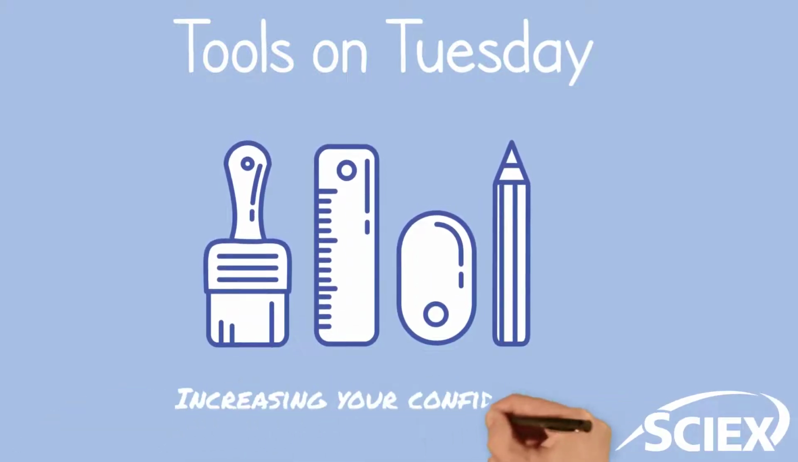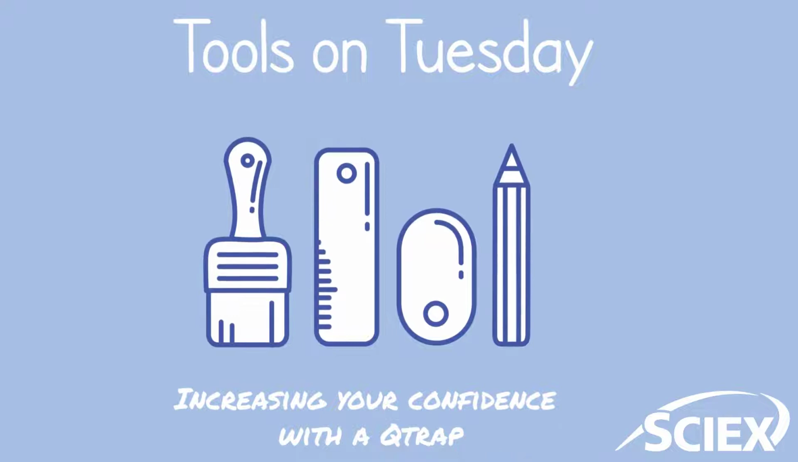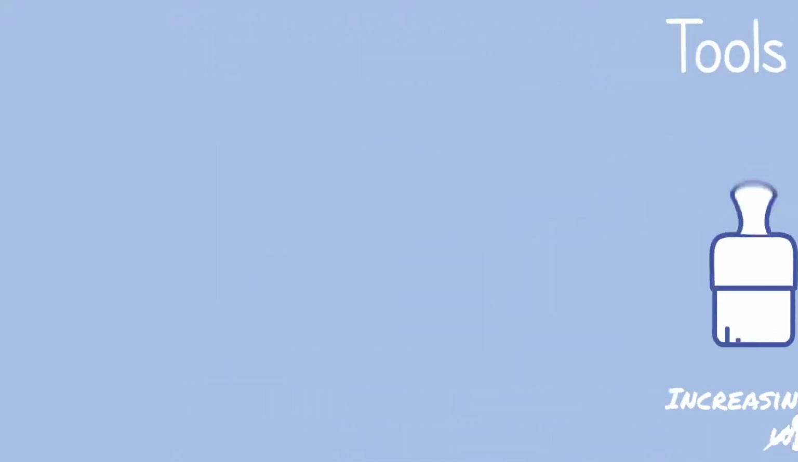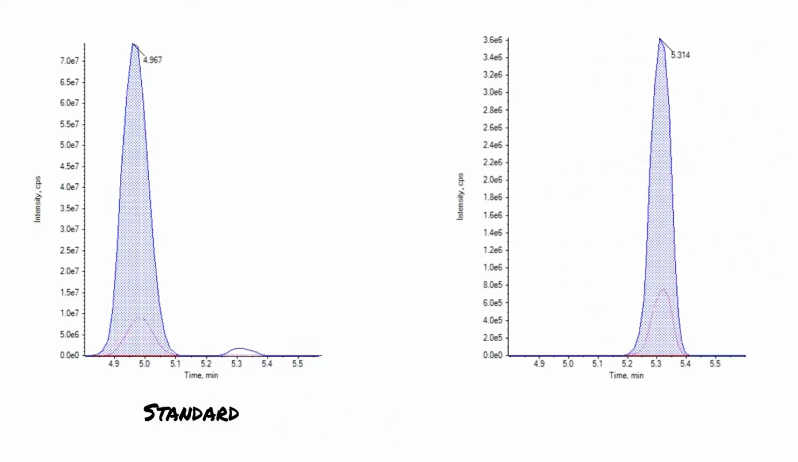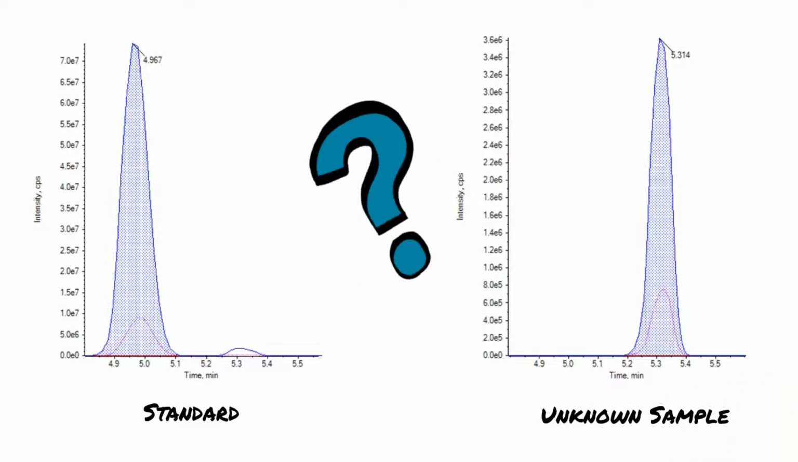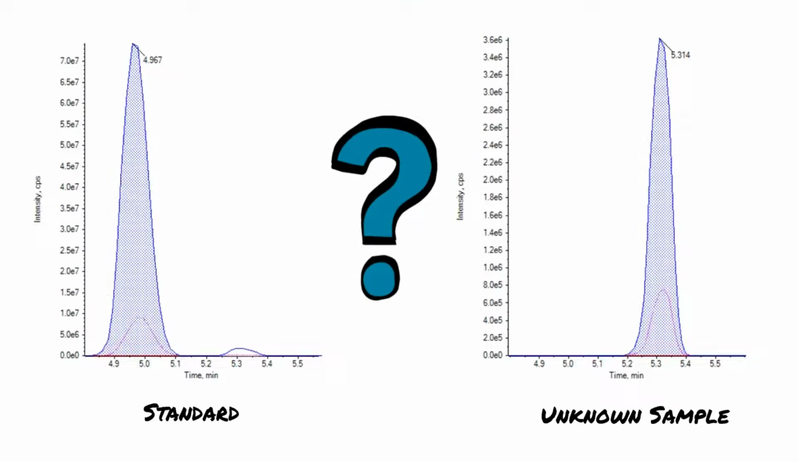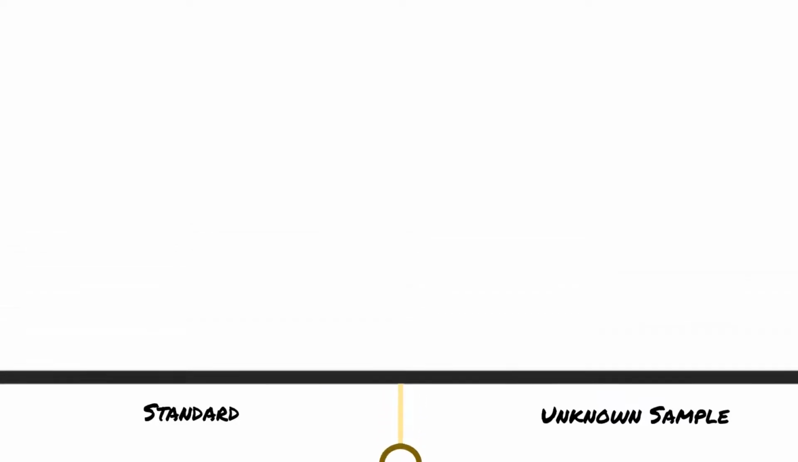Today we're going to be talking about increasing your confidence using your QTRAP. So we might find ourselves in a situation where we have a standard with a peak like this, and an unknown with a peak like this. Now these two look very similar. There's a slight difference in retention time, but we might not be sure if this is truly the compound we're looking for or if it's a different compound. So to do this, we're going to use our trap.